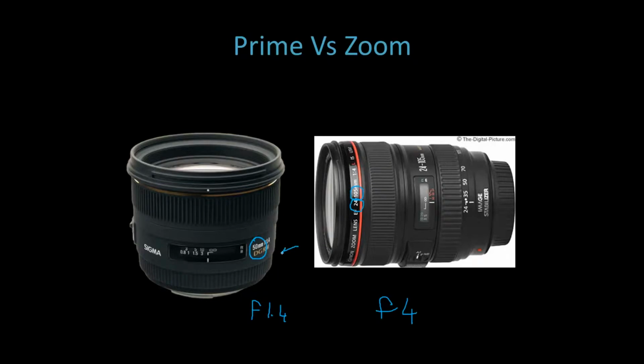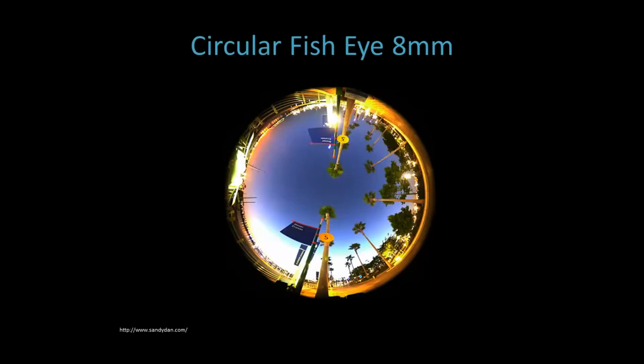There's also less distortion in general with your prime lenses than with your zoom lenses, because the zoom lens has to correct for a whole lot of different focal lengths. But obviously your zoom lens is handy because you can choose your focal length as you go.